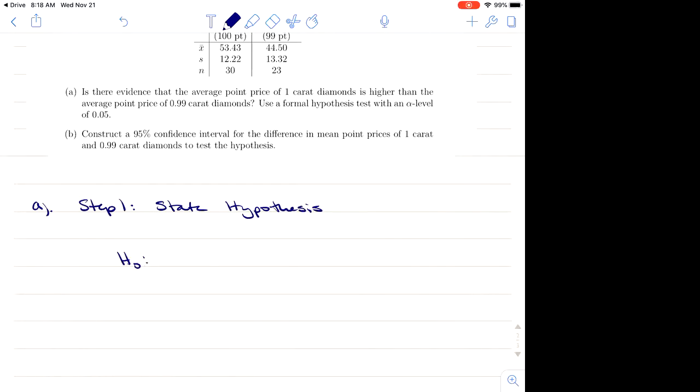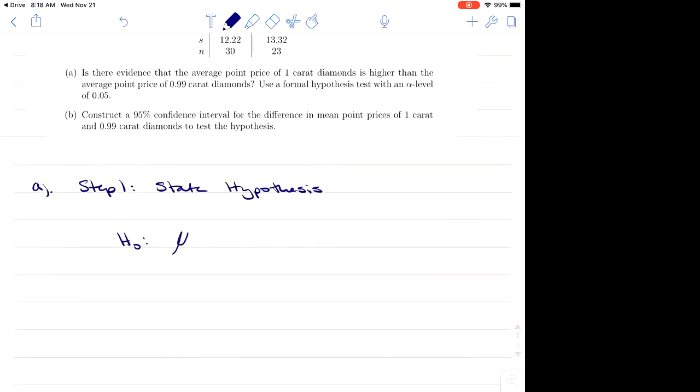The important part is that we have question-specific subscripts on these. So we don't just use 1 and 2, because it doesn't matter which one is group 1 and which one is group 2. We need to keep track of which one we're treating as group 1 and which one we're treating as group 2. So it's going to look like this. Mu of 1 carat, I'll keep that as 1, equals mu of 0.99. So instead of 2, I'm denoting these in shorthand by the groups.